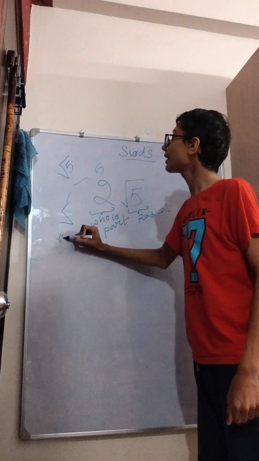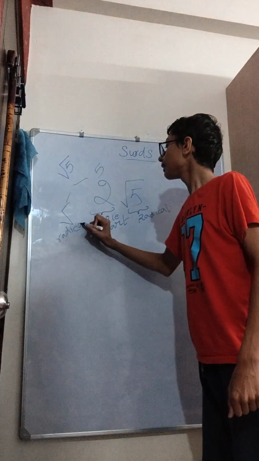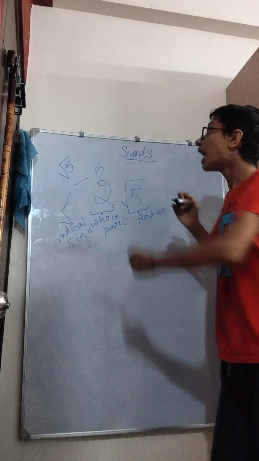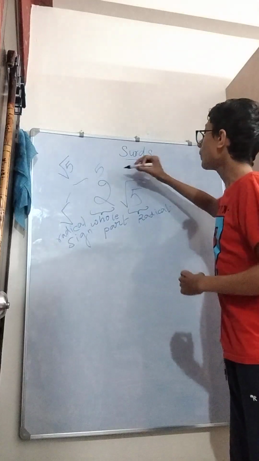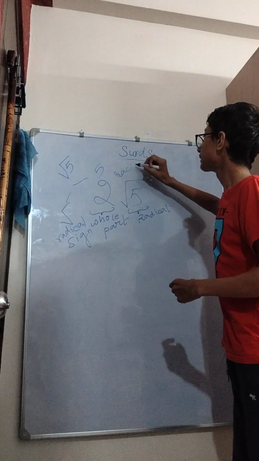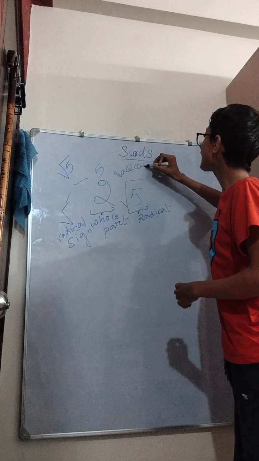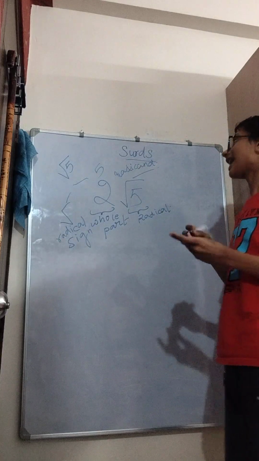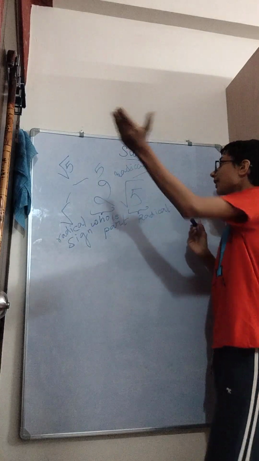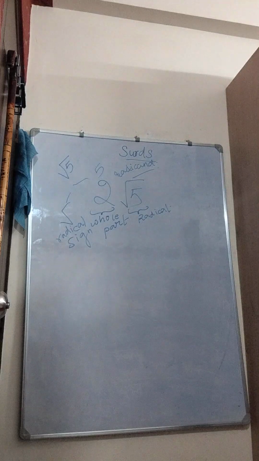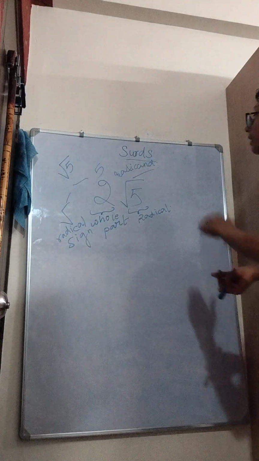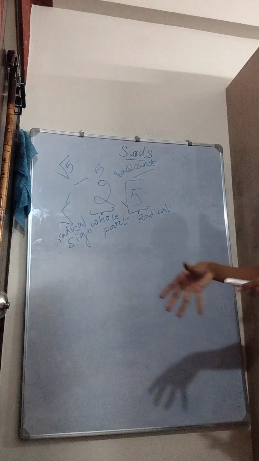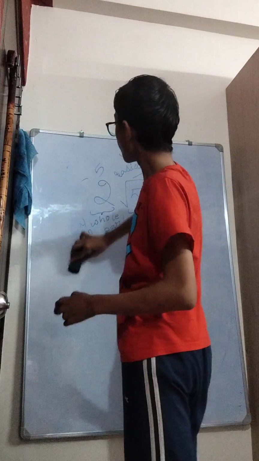This symbol is called the radical sign. And this number is called the radicand. So this is about the surd. I hope you understood this.